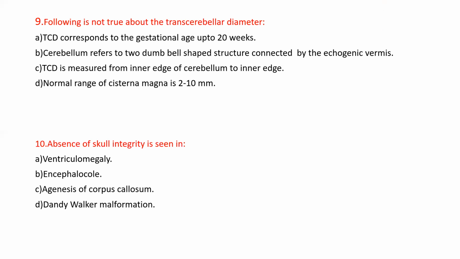So the last question is, absence of skull integrity is seen in. The right answer is encephalocele. Dr. Suchita had already mentioned that sometimes it is very small and can be missed. It could be anterior, it could be lateral, it could be posterior. The location, I think we discussed in our earlier lectures also. So encephalocele is the right answer.